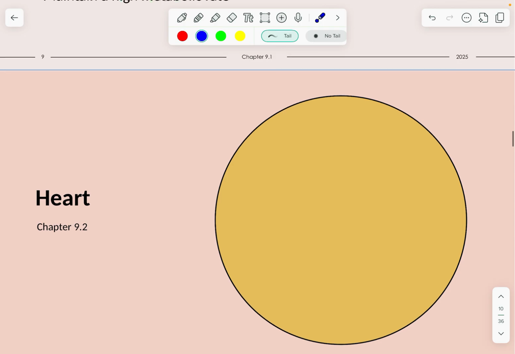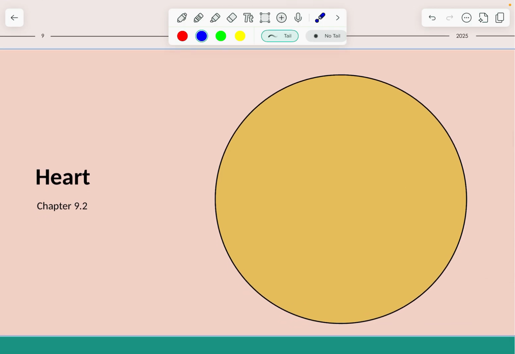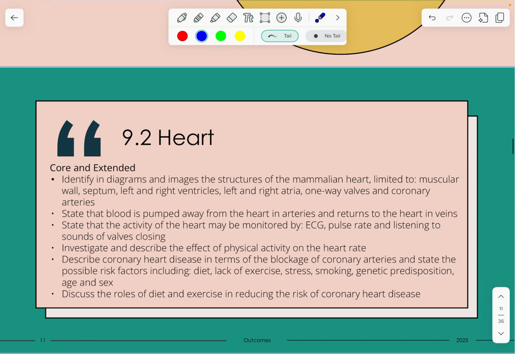Okay, now we'll go through what the heart is. This is more important, and I'm sure you may be scared that you have to memorize something here. Yes, you do, but practice makes perfect. Alright, so again, the learning outcomes for this time are to identify the diagrams and images in the structure, and state that blood is pumped away from the heart in the vessels.